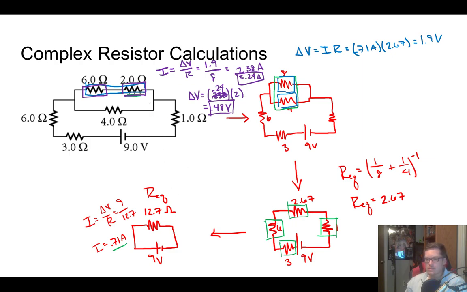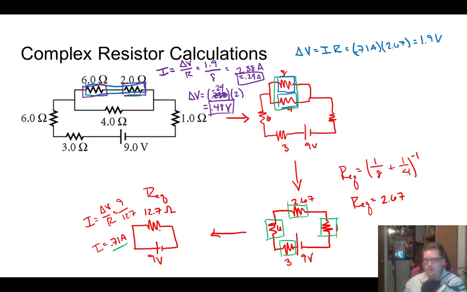We took this guy in series, turned it into just parallel, turned that into just series, and then we were able to find the equivalent resistance. Then they asked us to find the current and the potential difference across one specific resistor in our circuit. All right, and so that was our 2 ohm resistor. And so what we did here is we took this guy, and because we know this was in series, we could find the current across the whole thing. So that's our 0.71 amps.